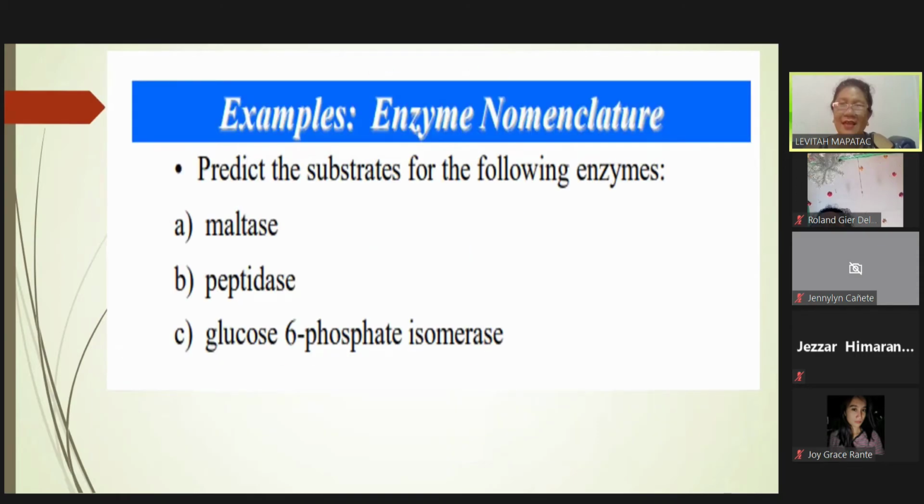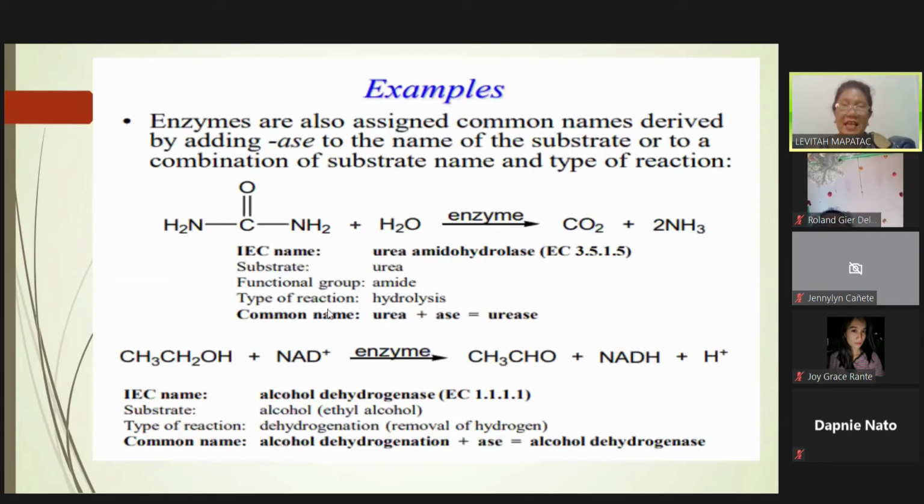The first reaction is the maltase. Of course, giving you an overview of that, it is a maltose. Your substrate is a maltose. What is peptidase? Okay. Then we have glucose 6-phosphate isomerase. So you're going to give the reaction like this, with an easy name, substrate, functional group, type of reaction, and the common name for those three.